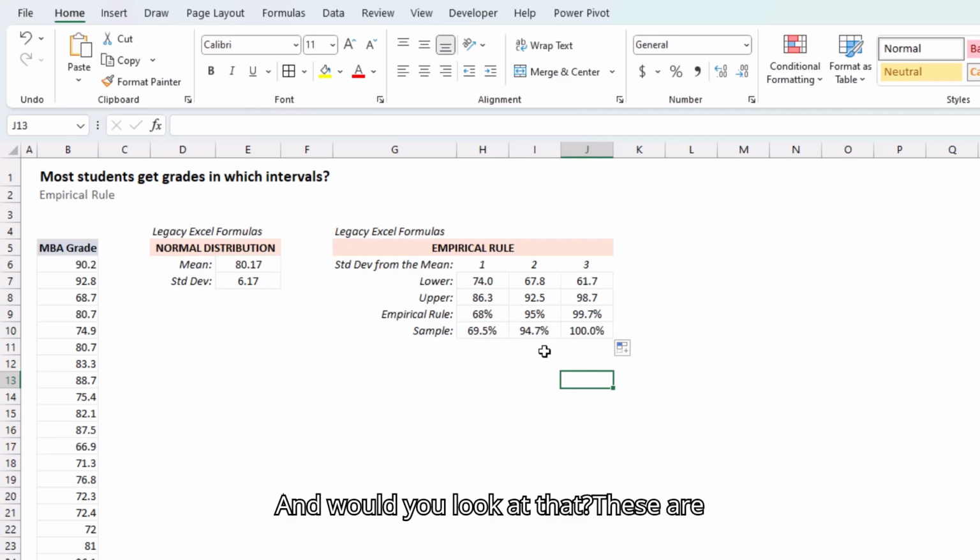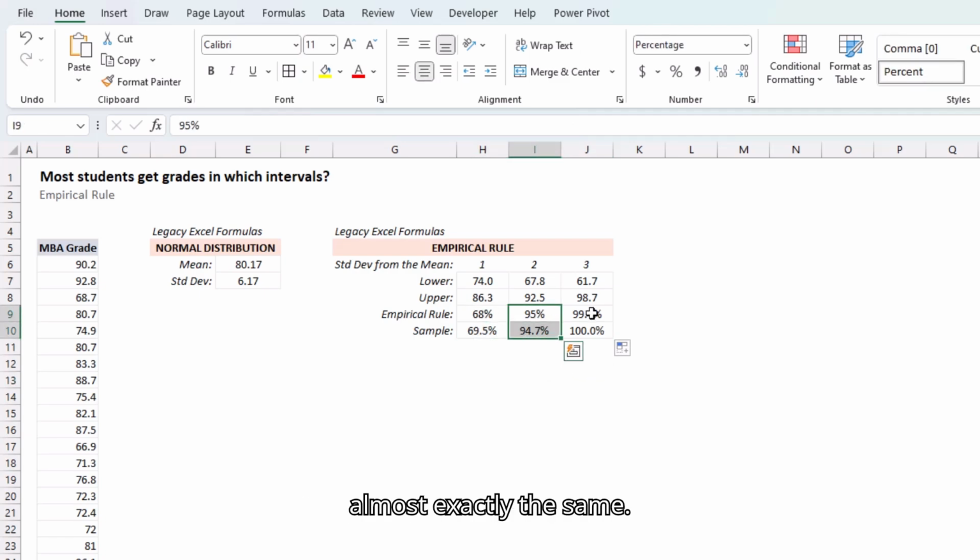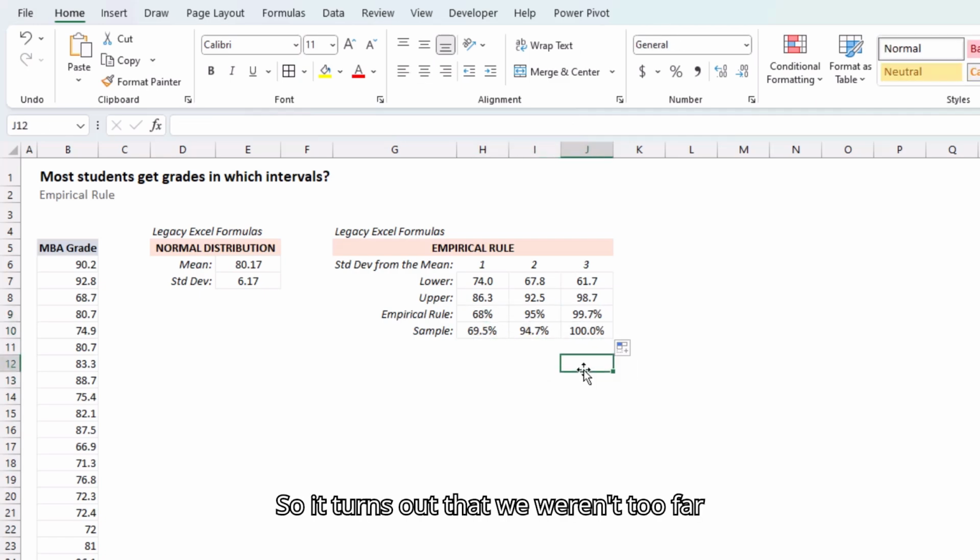And would you look at that? These are almost exactly the same. So it turns out that we weren't too far off to assume that these grades follow a normal distribution after all. So now that we're safe to assume that, time for the good stuff.